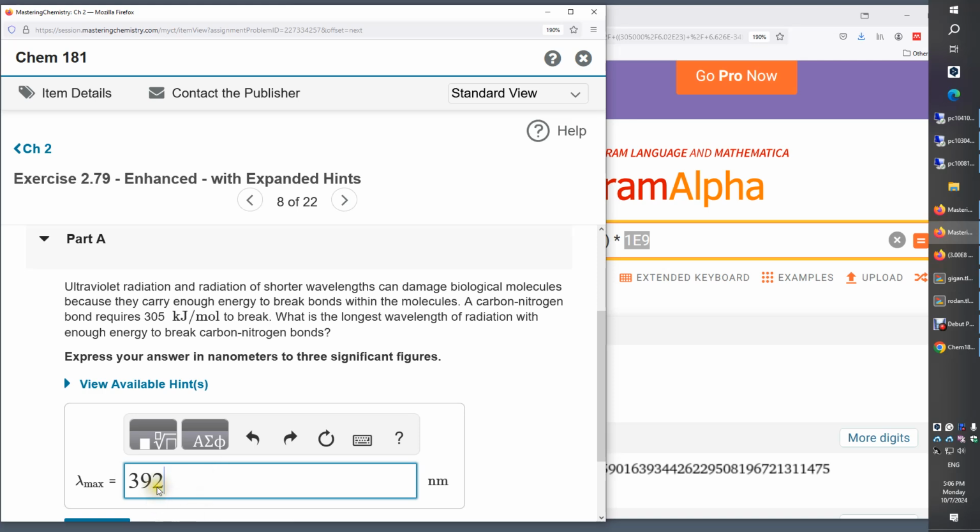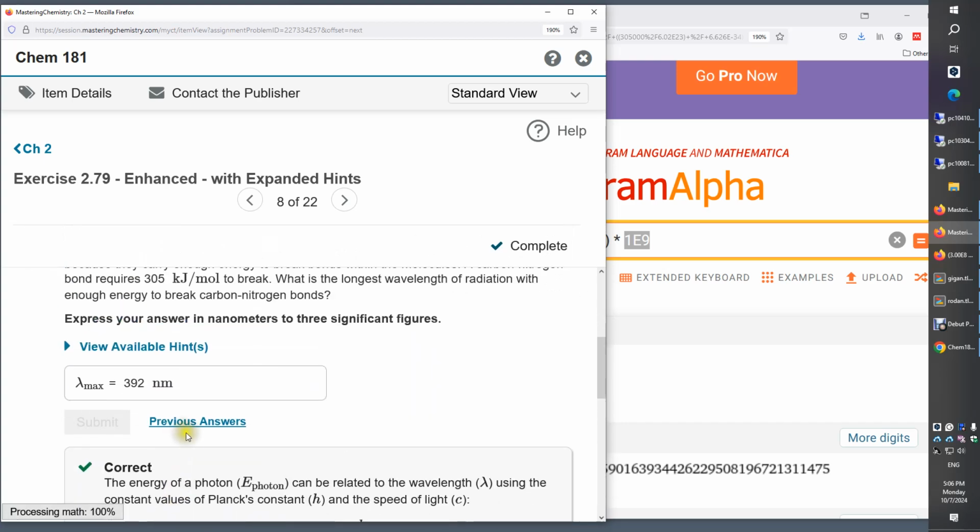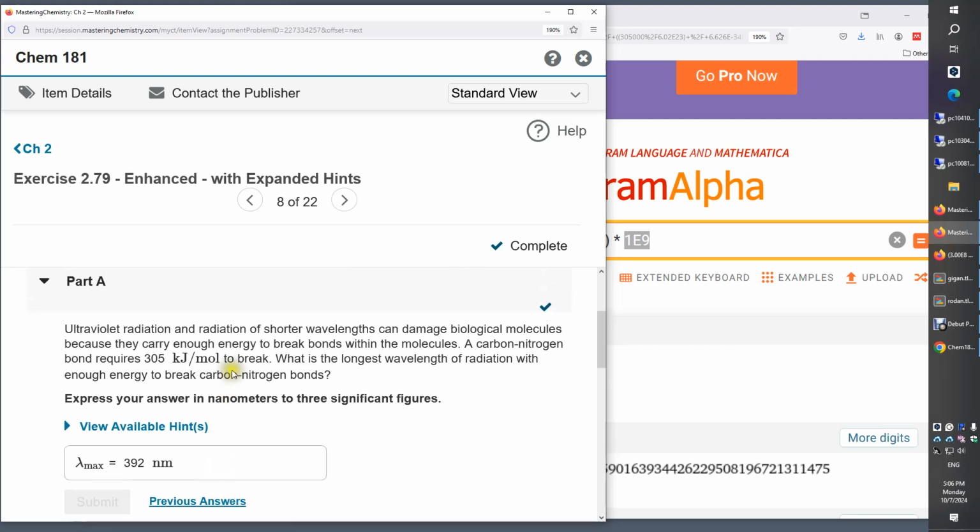And this is indeed ultraviolet. What kind of photons have even higher energy than ultraviolet? X-rays.